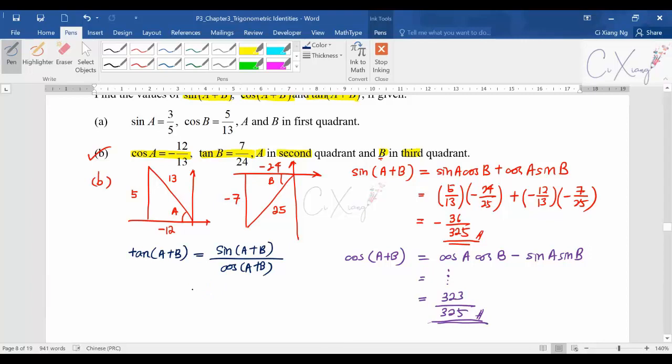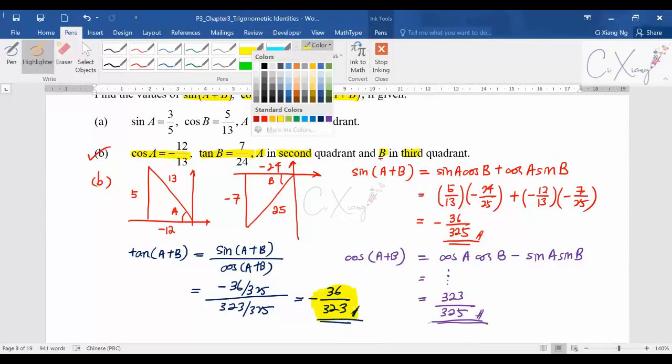Because you already have the value for sine A plus B and cos A plus B, you can straight away substitute it. So you have negative 36 over 325, divided by 323 over 325. Very easily, you can get the answer for tangent, which is negative 36 over 323. If you don't believe that this is the correct answer, you can try to use the formula that I showed you just now and see whether you get the same answer or not. So this is how you solve this kind of question. Again, it is very basic, just to test whether you know how to get the correct value from the triangle and also the correct positive or negative sign from the different quadrants.